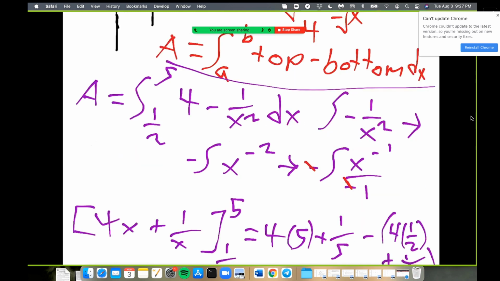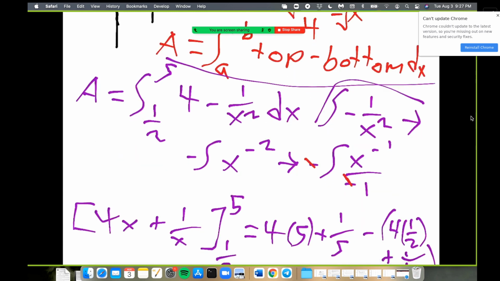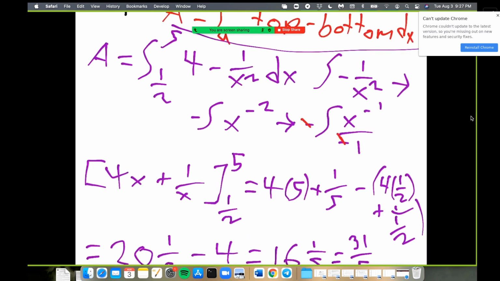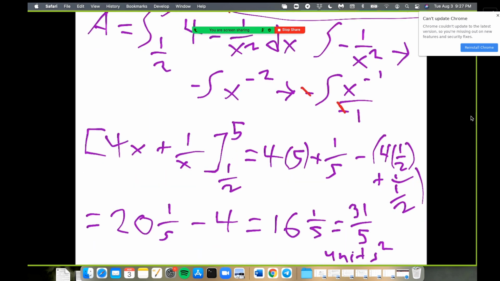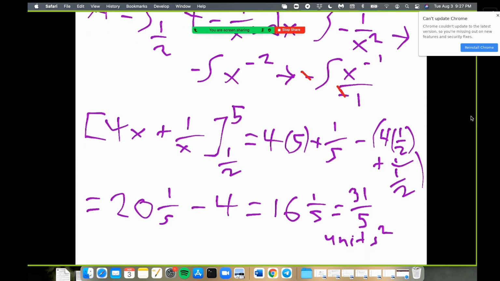And from there, we looked at how to integrate this one integral, negative 1 over x squared, by hand, and then you plug it in and essentially make this notation here, plug in all those values and get your numerical answer, which is 31/5 units squared.